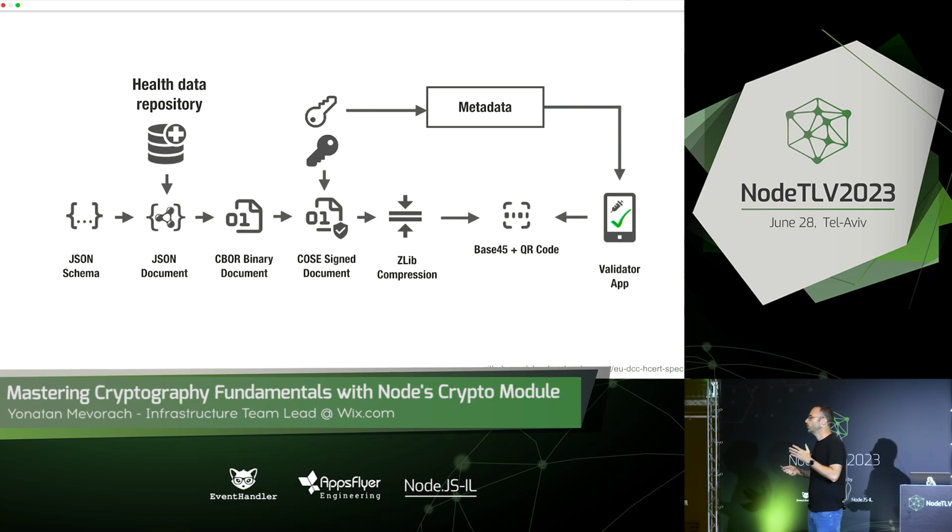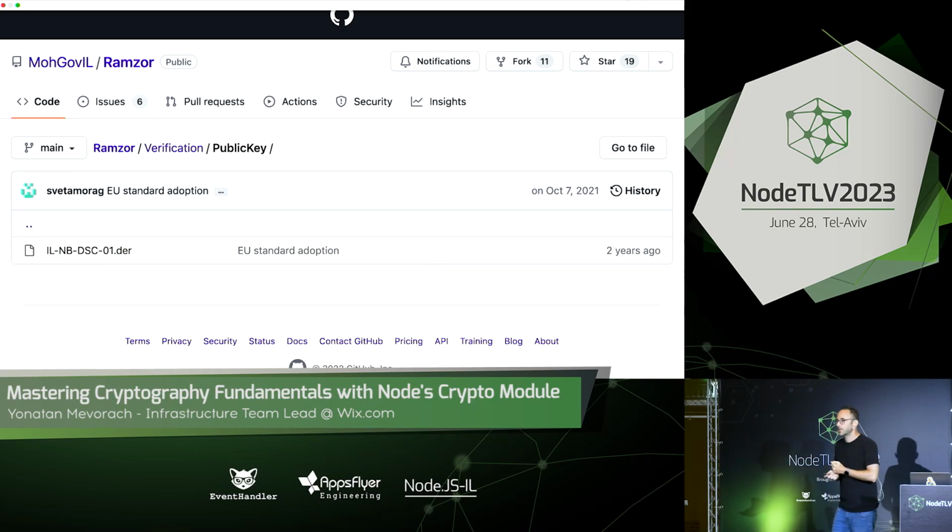So only the Ministry of Health here in Israel can sign and create this signature, but actually their public key was published and made available on their GitHub. So anybody can go and create an app that works offline that can scan the QR code and verify that you are indeed vaccinated.